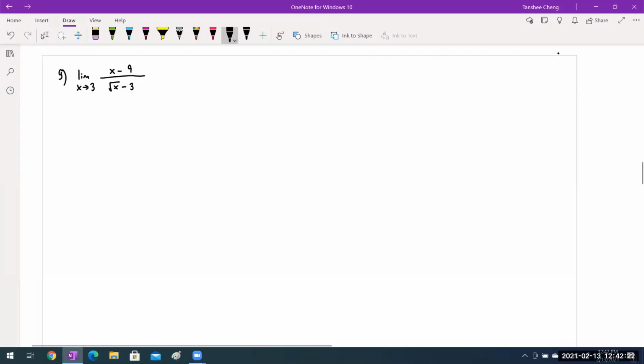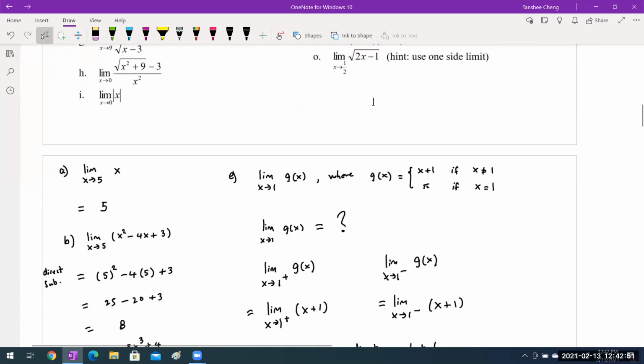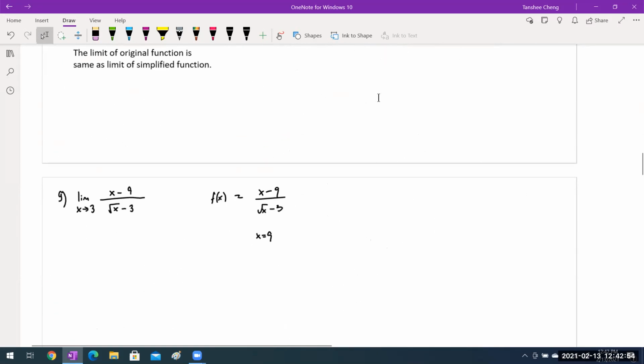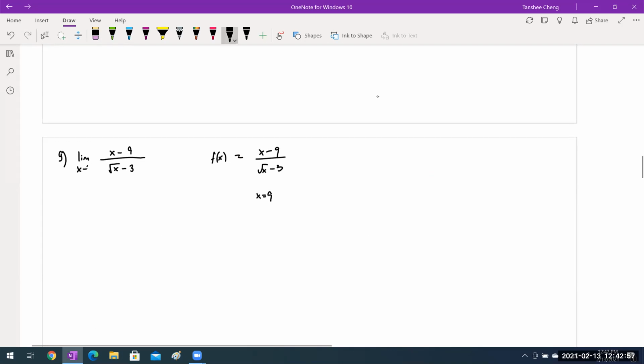Example G, again, limit as x approaches 3 of x minus 9 over square root of x minus 3. And as you can see, this function x minus 9 over square root of x minus 3, the domain is everything except x equal to 9. Oh, I think I copied it wrong. Yes, the limit is approaching 9. So that's the purpose of this example. The domain of this function is everything except 9.